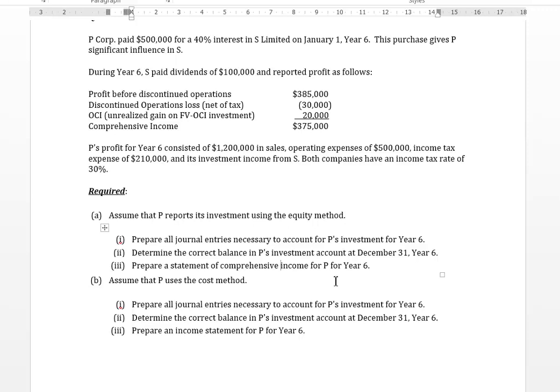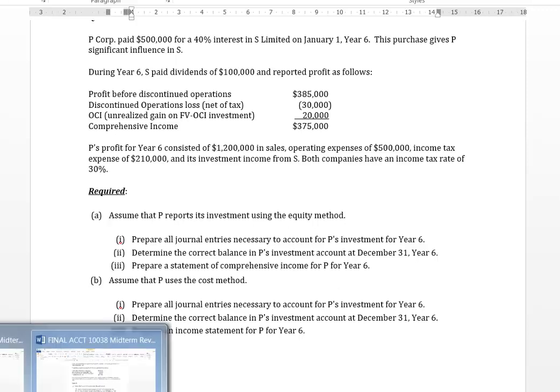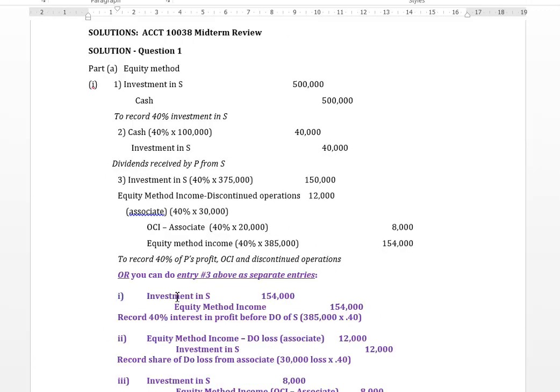Okay, so let's begin our process. So now, in this question, we were asked to use the equity method. Under the equity method, we would debit the investment for what P paid for its 40% interest and credit cash for the same amount. We know that's $500,000 that was given to us in the question.